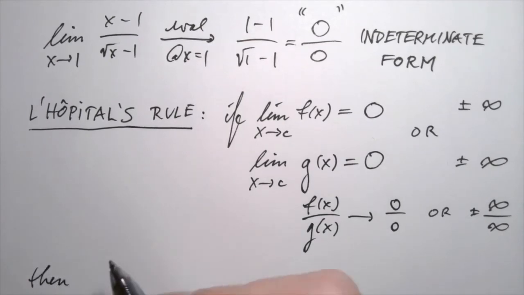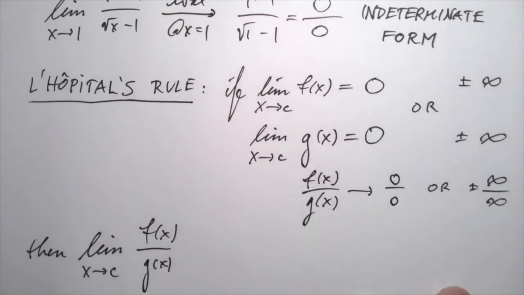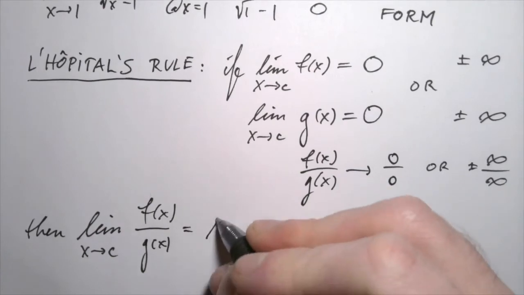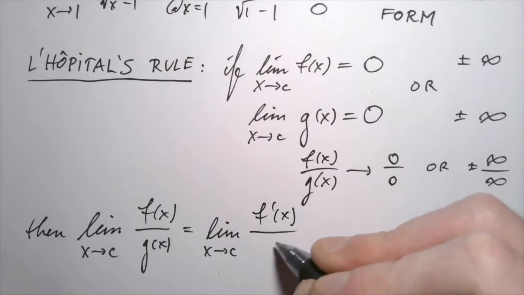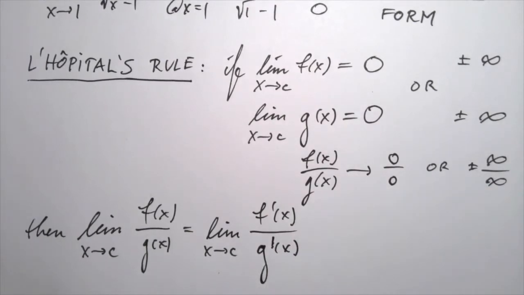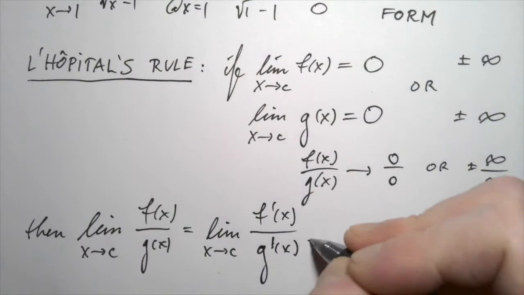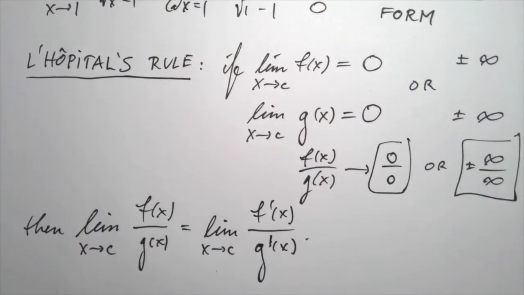If that's the case, then we can compute the limit of the entire fraction in the following way. L'Hopital's rule says that we can compute this limit by just taking the derivative of the top, the derivative of the bottom, and instead looking at their ratio, that fraction. Okay? So we can trade the top and bottom for their derivatives and then take the limit, as long as we check that we have these indeterminate forms.